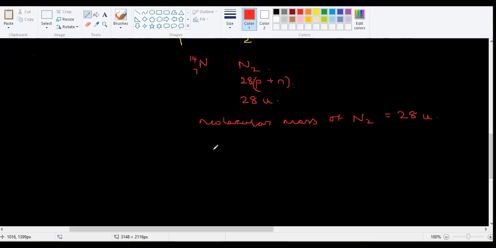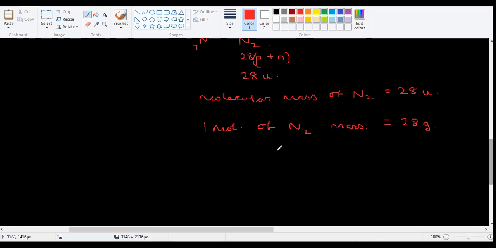So 1 mole of nitrogen, right? Can anyone tell me what would be the mass? Anybody? I thought chemistry you are studying all these things. So it will be equal to 28 grams. For 1 mole, it will be equal to 28 grams.